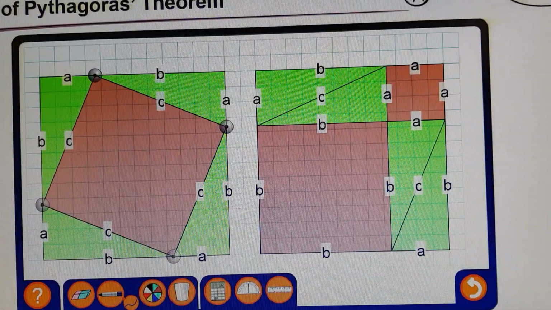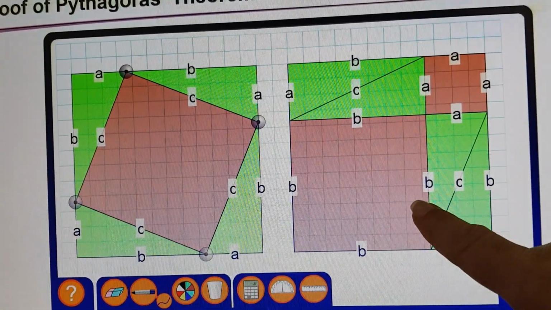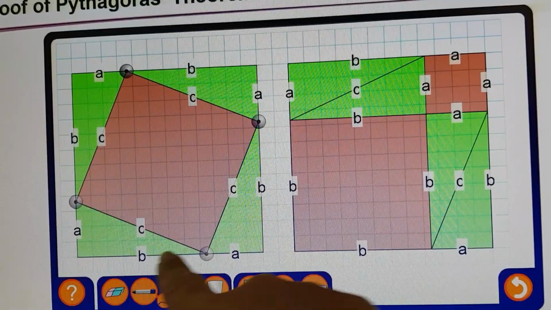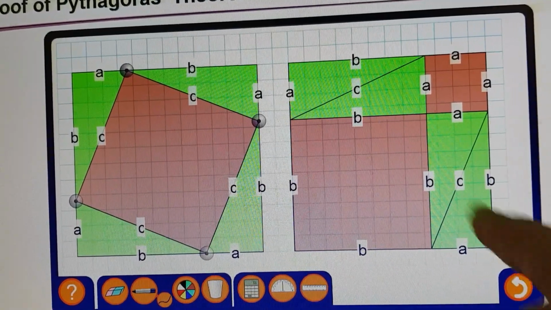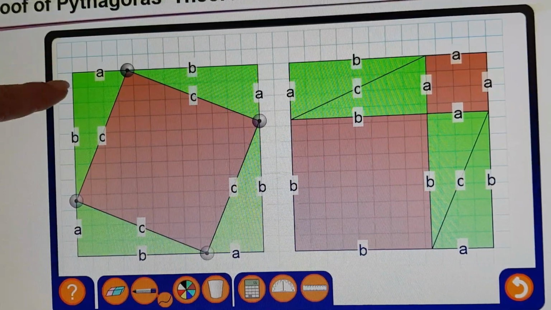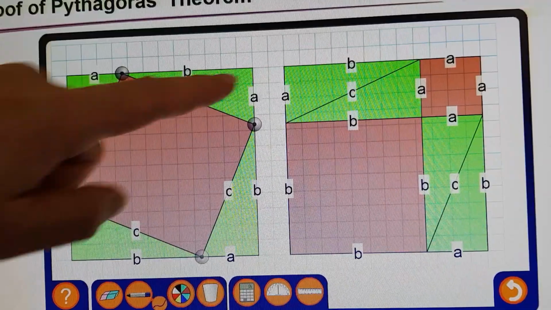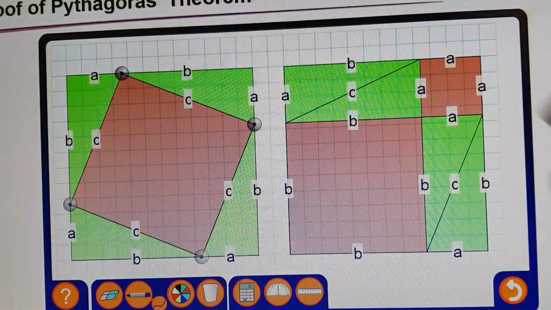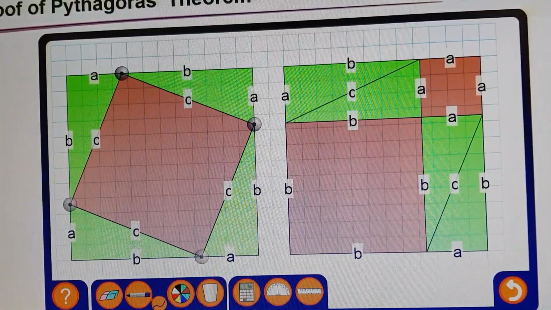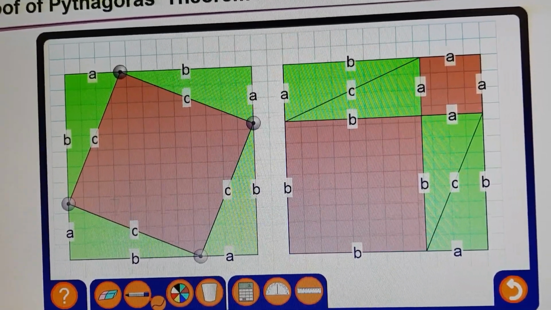Here, I've got two squares. They are exactly the same. Each side is A plus B. You can see that on both of these pictures. In this, I've got four triangles. Each triangle is exactly the same, and I've got four triangles here, and each of those are exactly the same. And therefore, the areas that they cover must be equal to each other.